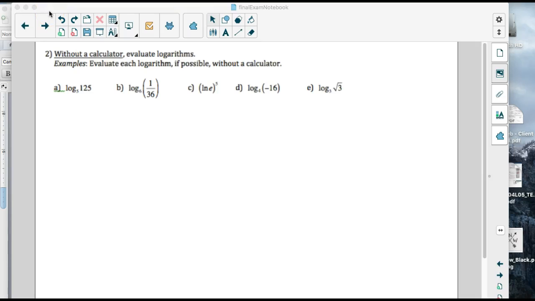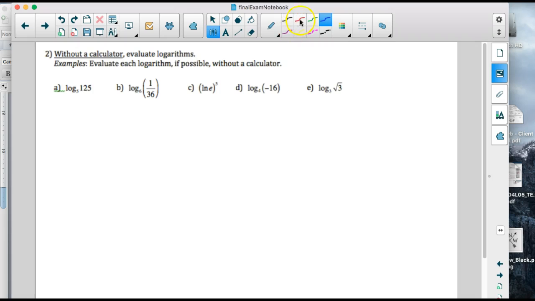And this one is also without a calculator. You're supposed to solve these problems with logarithms, not using a calculator. So in the first problem here, anytime we see a logarithm, it means this is the base. We can rewrite it as an exponential function.